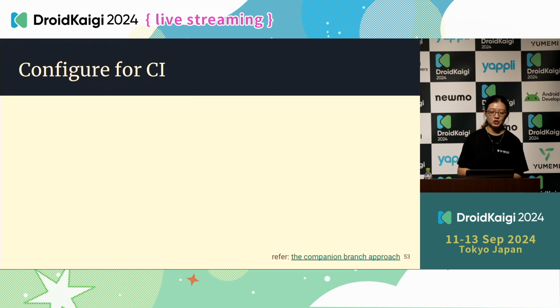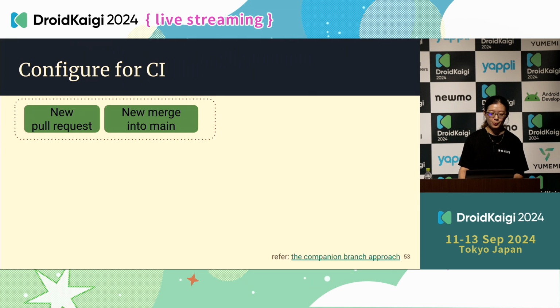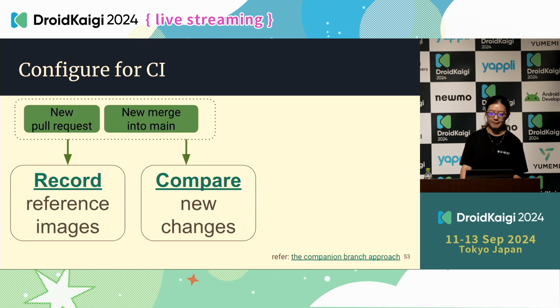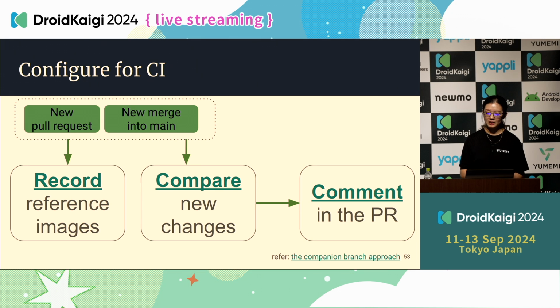And then let me share how to configure CI. Here is the process. Any new pull request or new merge into the main branch triggers two workflows. First, the record workflow to record the current screenshots. And second, the compare workflow to compare the new images with the reference ones. If the second workflow finishes, it triggers the third workflow to comment in the PR. You can get the workflow configuration files in the links I put in this slide.